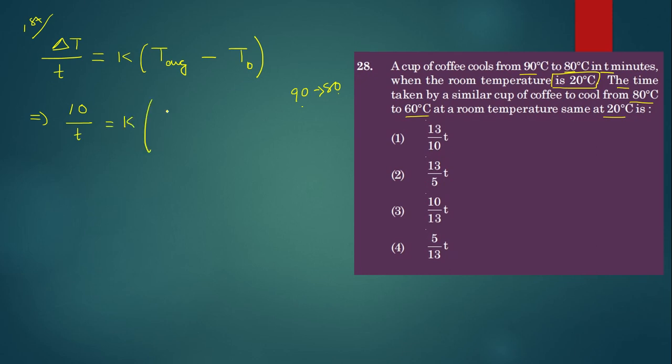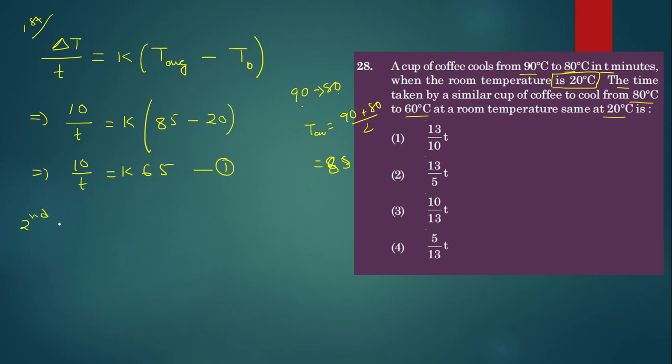Okay. What is the average temperature? For the first case, T average will be 90 plus 80 divided by 2. So what will this be? I think this will be 85. So this is 85, and the room temperature is 20. So this is 10 by T equal to K multiplied by 65. Keep it as equation 1.